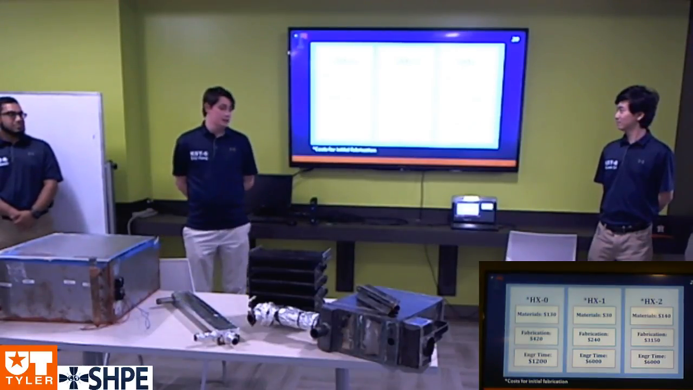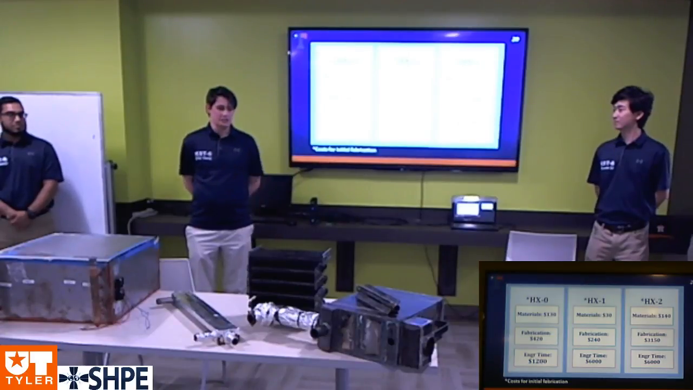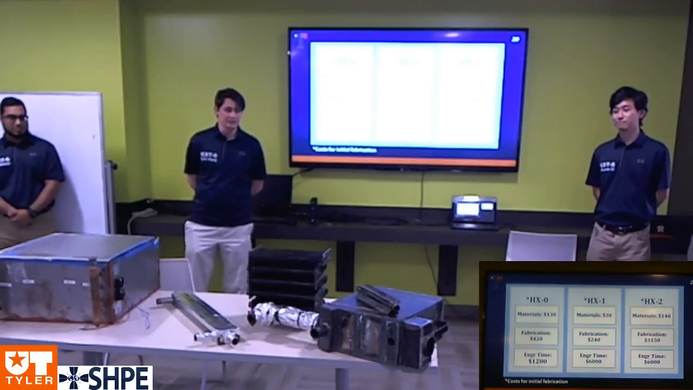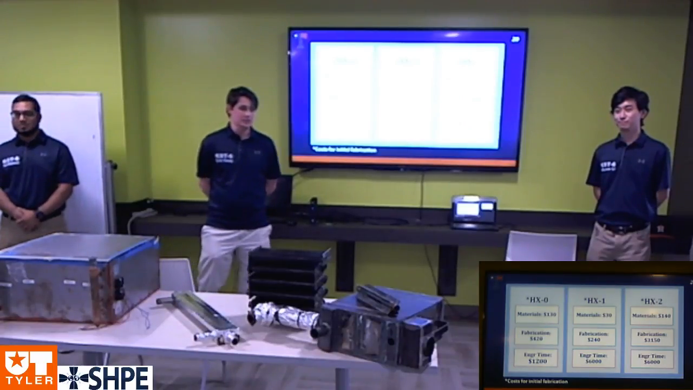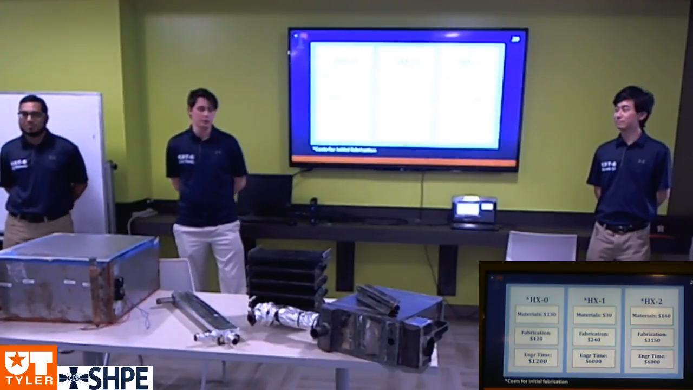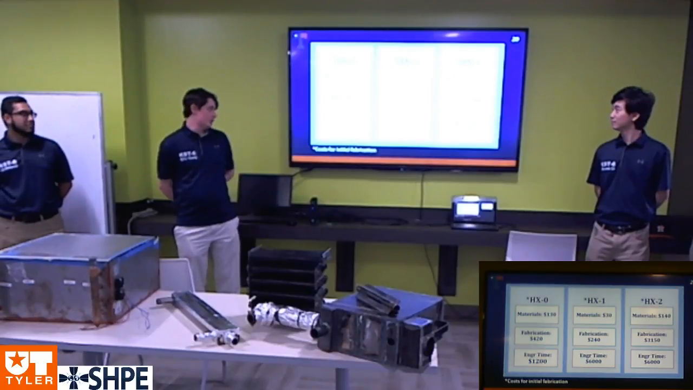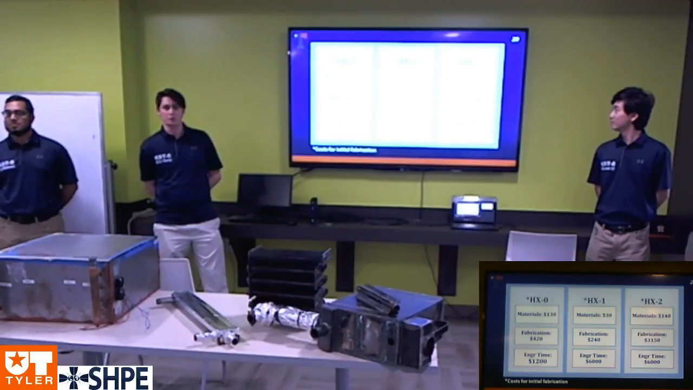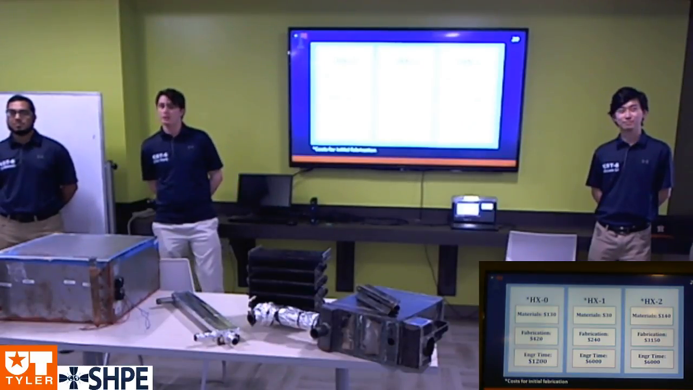And then lastly, we have our HX2 prototype, which has an extensive amount of welding and machining, which was done at Houston Metalworks. You can see on the chart here where fabrication on the HX2 was much greater than HX0 and HX1.